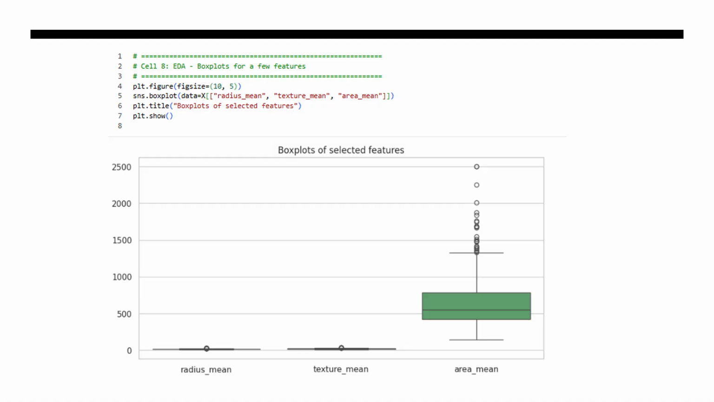So this visualization confirms two things. First, scaling is absolutely necessary, and second, we must be aware that extreme values exist. And in margin-based learning, distance is everything.